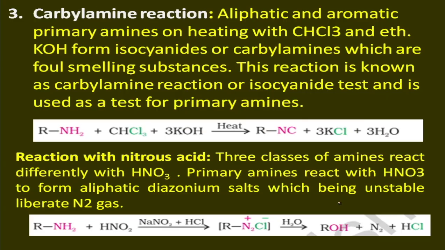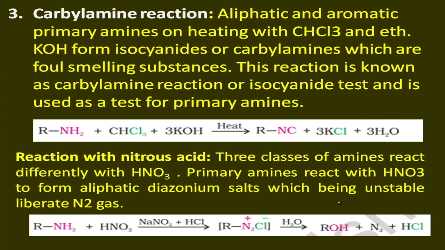Number 3, carbylamine reaction. Aliphatic and aromatic primary amines on heating with chloroform and ethanolic potassium hydroxide form isocyanides or carbylamines, which are foul-smelling substances. This reaction is known as carbylamine reaction or isocyanide test and is used as a test for primary amines.